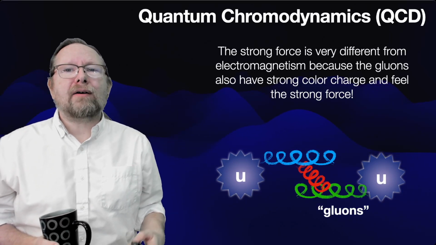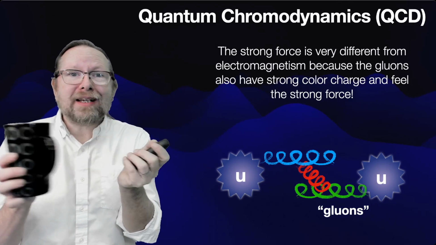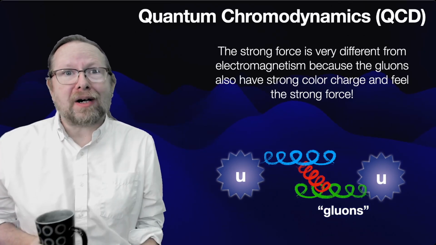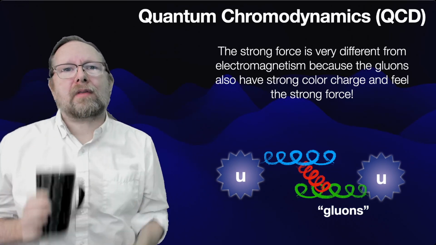So when you have 2 quarks exchanging gluons with one another, while those gluons are being exchanged, they're exchanging gluons with the other gluons, which creates a force between the gluons, which makes the whole thing stronger.